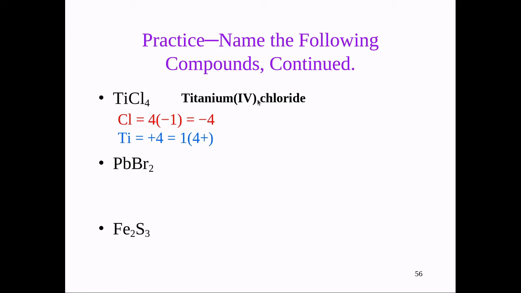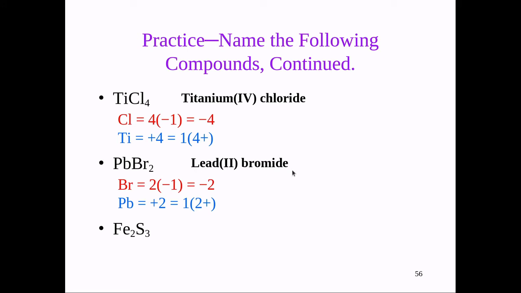Do note that there is also a space in between this parenthesis and the anion, but there isn't a space between the metal and the beginning of the parentheses. In this case, we have bromine. We have 2 of them. We know from its position on the periodic table it's a -1. We get -2. There's 1 lead. It must have a +2 charge in order to give us a neutral compound. Therefore, this guy is called lead 2 bromide.